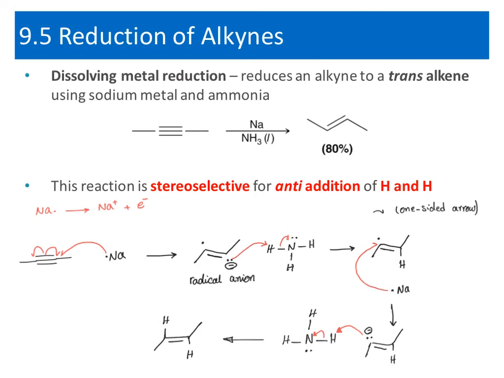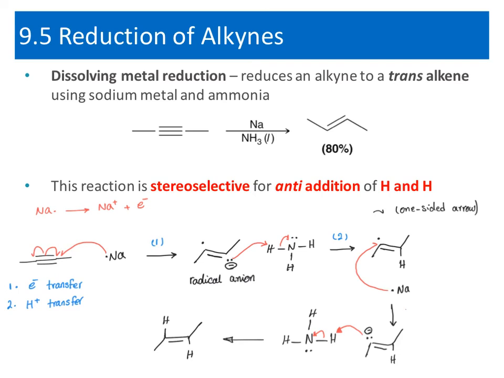So we have a pattern here. The first step is the electron transfer step, and in this step we are going to use only one-sided arrows, so fishhook arrows. The second step is a proton transfer step, and in this proton transfer step we are using two-sided arrows, so the normal arrows that we were using for acid and base reactions.